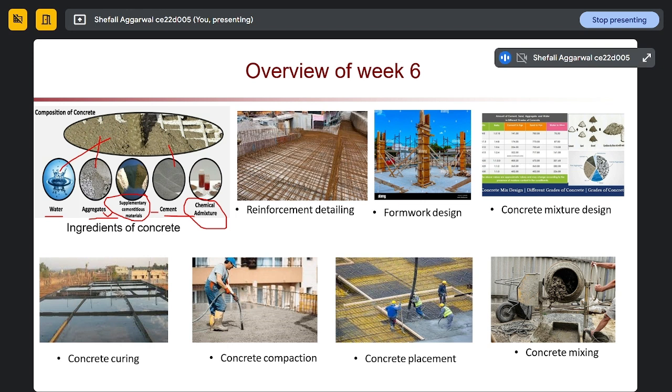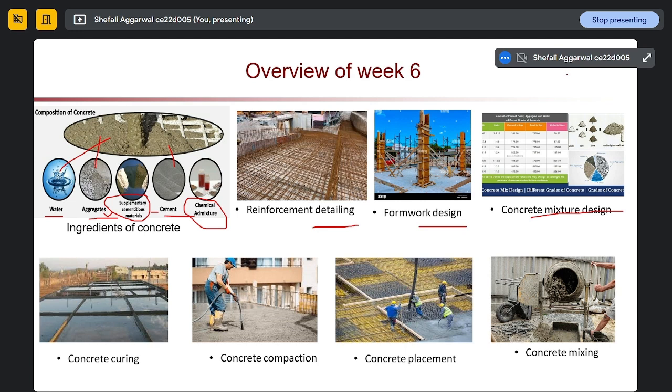So, an overview of the outline of this week: we have worked on construction with concrete and the different types of concrete we use in the construction industry, mainly plain concrete, reinforced concrete, precast concrete, and 3D printed concrete. And then the different materials used to make concrete, mainly Portland cement, aggregates, chemical admixture, and mineral admixture. And what are the different properties of these construction materials?